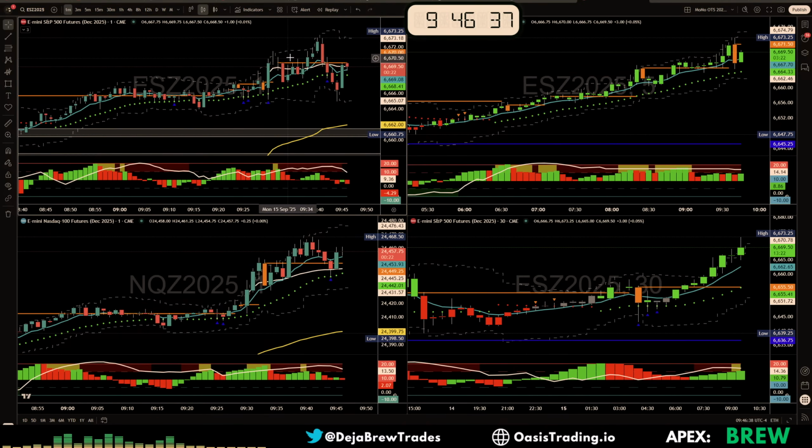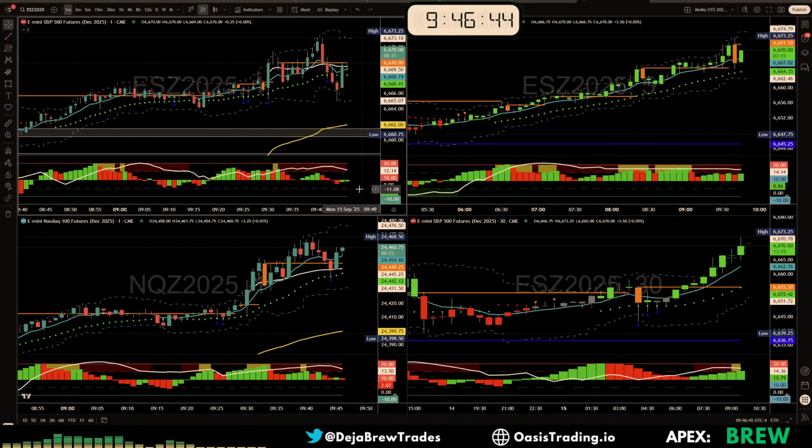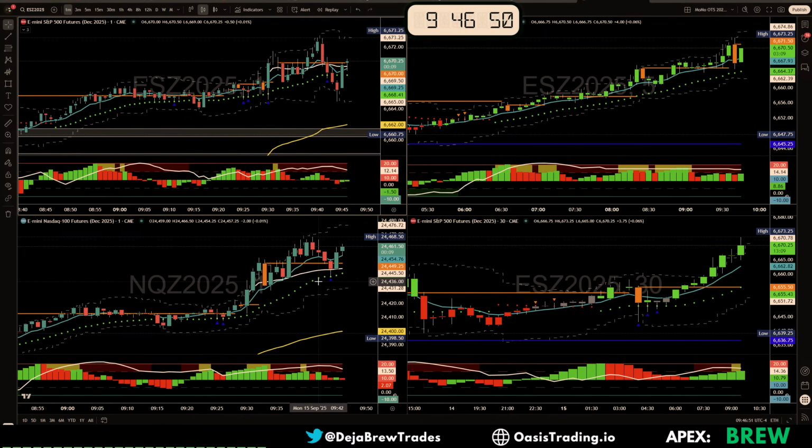You did have a small bear div on that high, which has played out. You did hit the OTS trail, which is always the target. Now you're trying to see if that bear div will turn into an actual trend shift, which we're not really seeing. The 5 minutes being protected. 1 minute NASDAQ bouncing off the trail and VWAP.